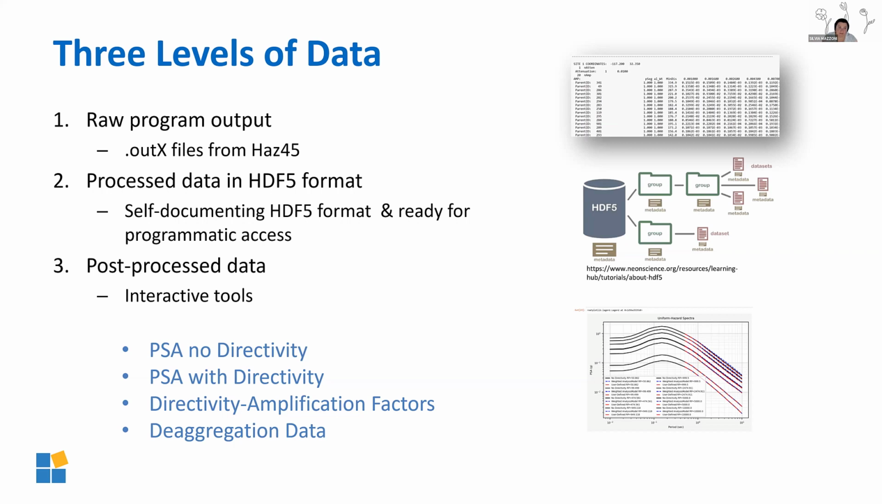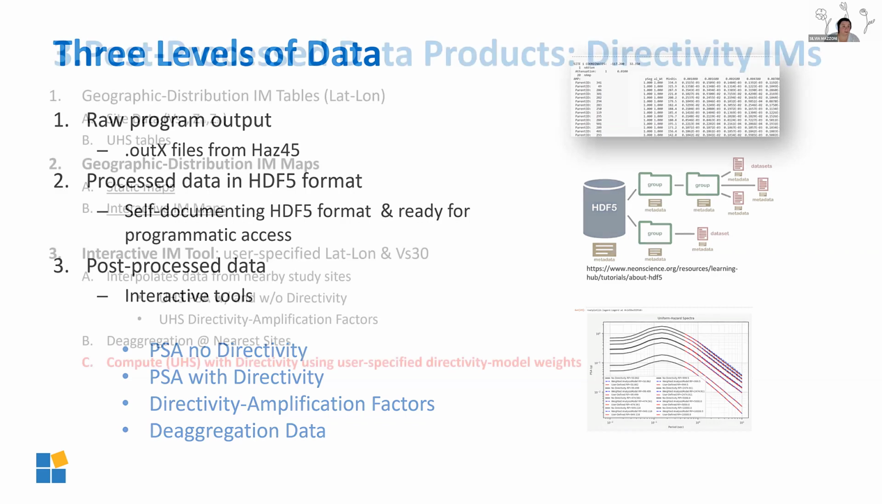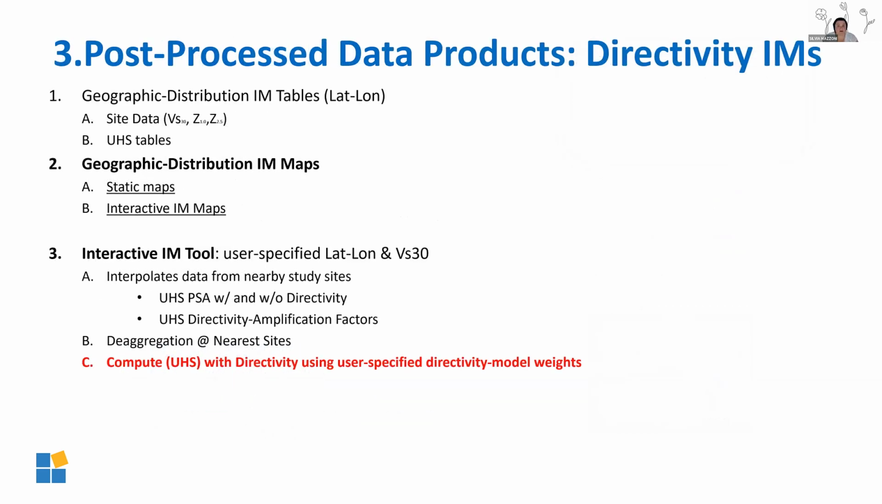But then we wanted to make this accessible to humans and be able to evaluate the effects of directivity. And so we generated some post-processed data, where, as I've already mentioned, we've got these interactive tools for the PSA with and without directivity, these amplification factors, and some deaggregation data as well. So there are three types of this data that we have. I like the number 3.